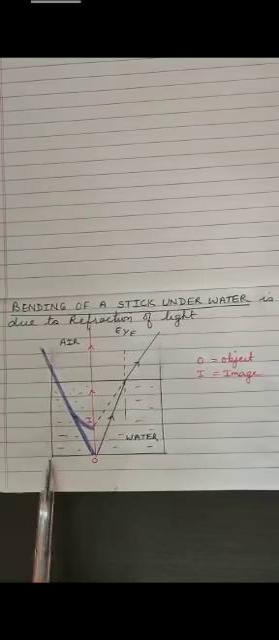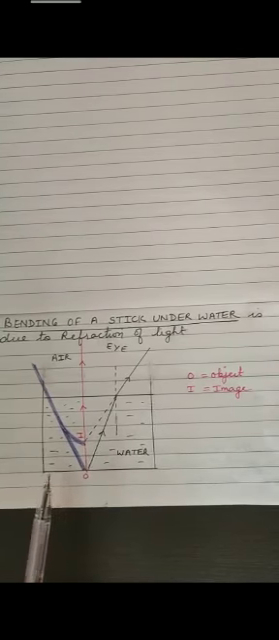Now to understand the bending of a stick under water on the basis of a ray diagram, what do we do? We draw a container and fill it with water up to a certain level. That means we'll be showing a line showing the surface of separation of water and air. Then we'll draw a stick which is placed obliquely inside this container.